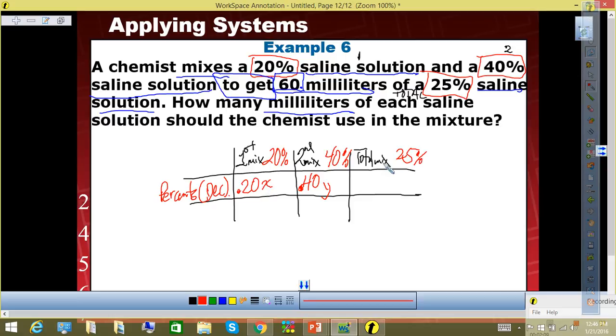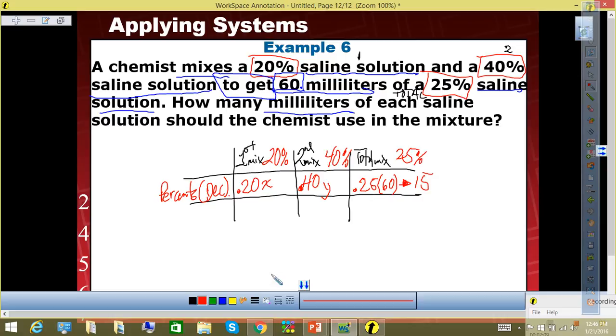Okay, let's go to the total. The total, it says 25%, that's 0.25. Does it say how many milliliters? Yes, how many? And what do I do? Parentheses, 60. Well, here we don't use a variable because we know how many milliliters it is. So how much is 60 times 0.25? 15. That goes right there. Are we there?